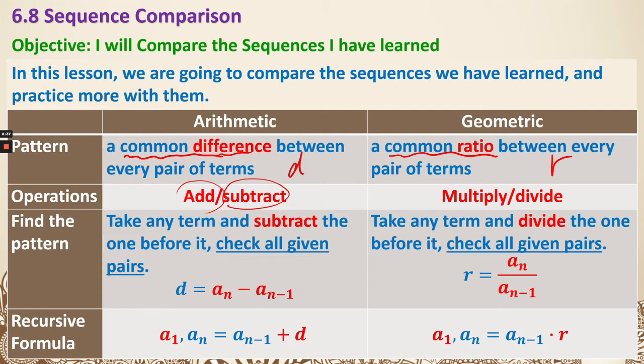And yes, even though we have only been using multiplication inside the formula, technically we can also do division. Like when we're dividing by 5, it's also multiplied by 1/5. That's why both operations would actually work for geometric sequence.